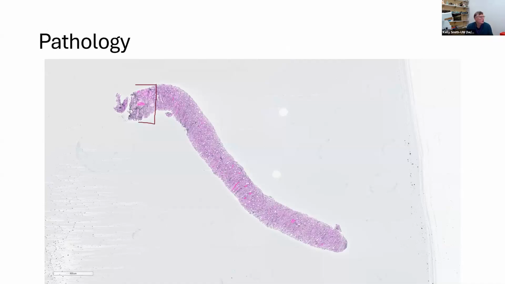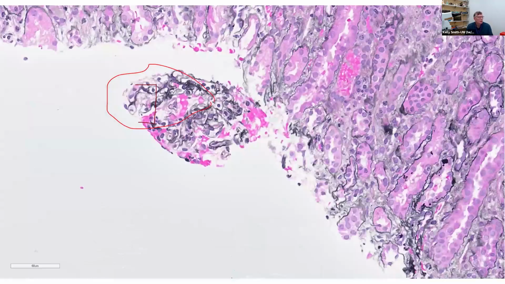A little bit of a trick question, but yeah, that's pretty good. That might be a little bit of cortex up there. You're seeing some proximal tubules. How about, can anyone see glomeruli?